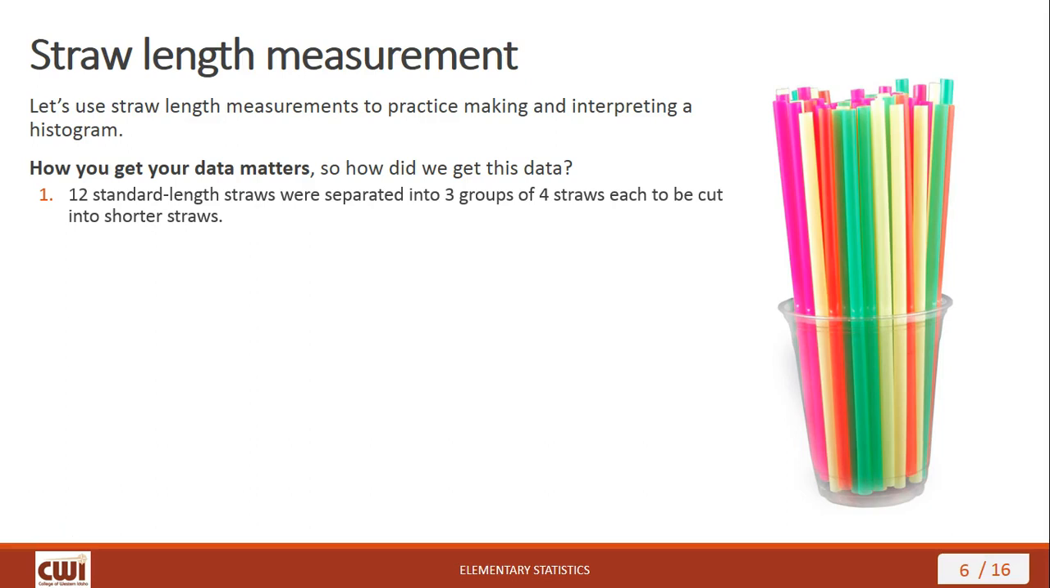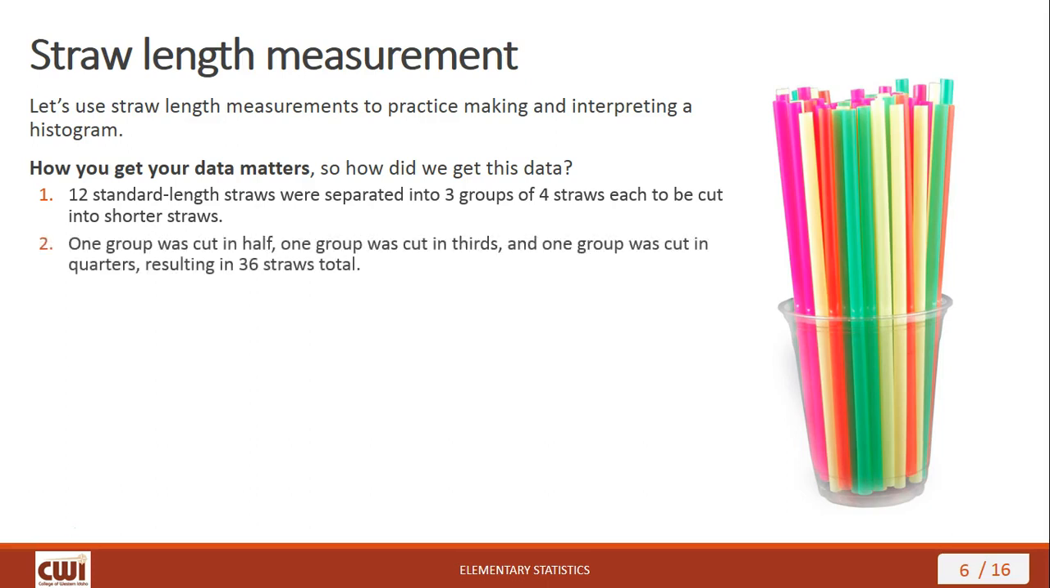what happened was there were 12 standard length straws that were separated into 3 groups. So each group has 4 straws in it, and each of these groups is going to be cut into shorter lengths. So one of these groups was cut in half, and then a second group was cut into thirds, and then the last group was cut into quarters. So what this results in is a total of 36 shorter straw lengths.